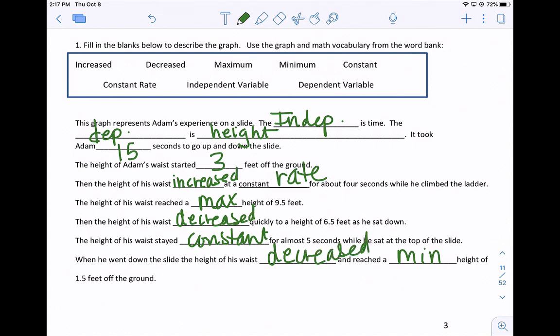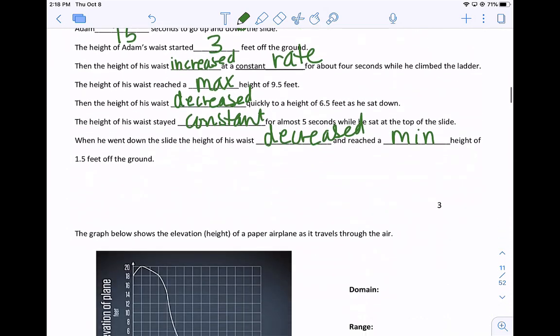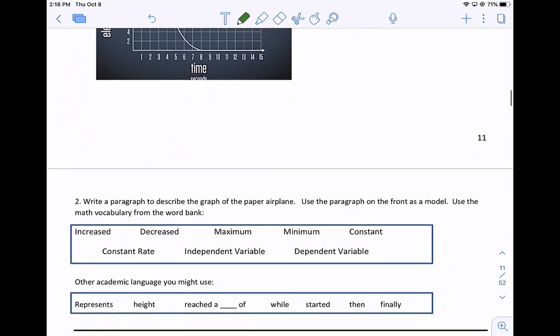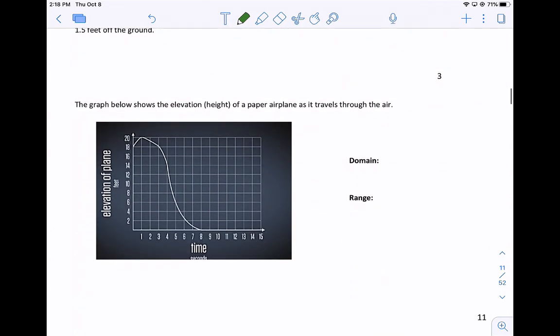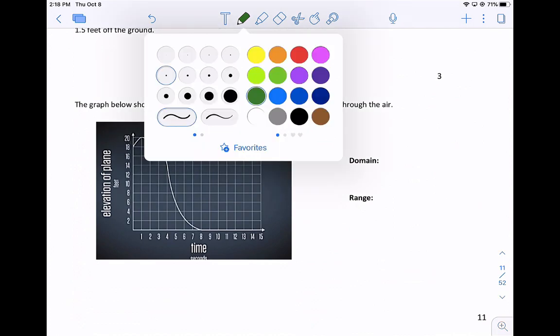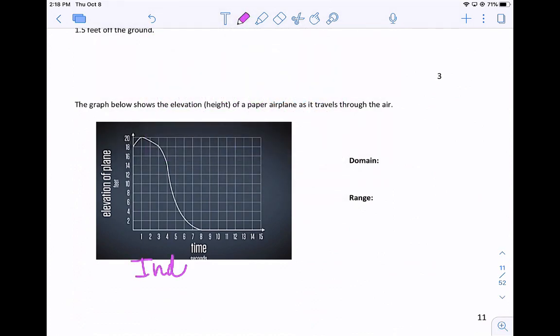Okay, can you write a little story problem explaining the situation? So there's our last thing. Okay, and there is one more example, and I'll have you make the story for this one. It says, the graph below shows the elevation, the height of a paper airplane as it travels through the air. All right, so again, what's the independent variable? Independent is the x-axis, is the domain, so here's the independent. Our dependent is our y variable, or elevation of the plane in this instance.